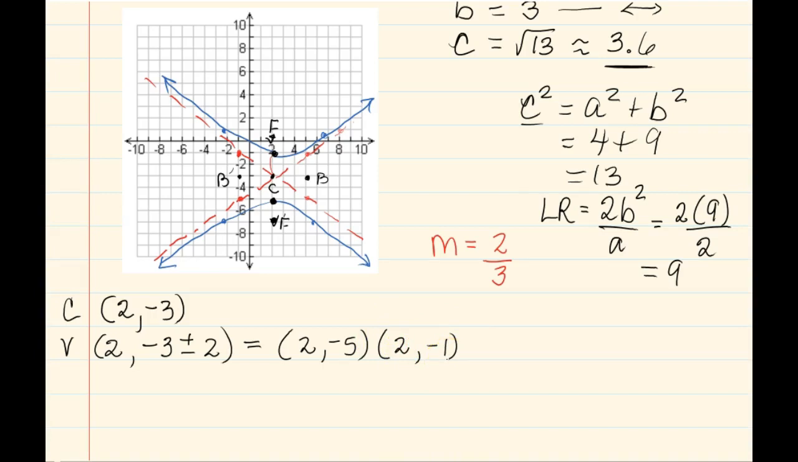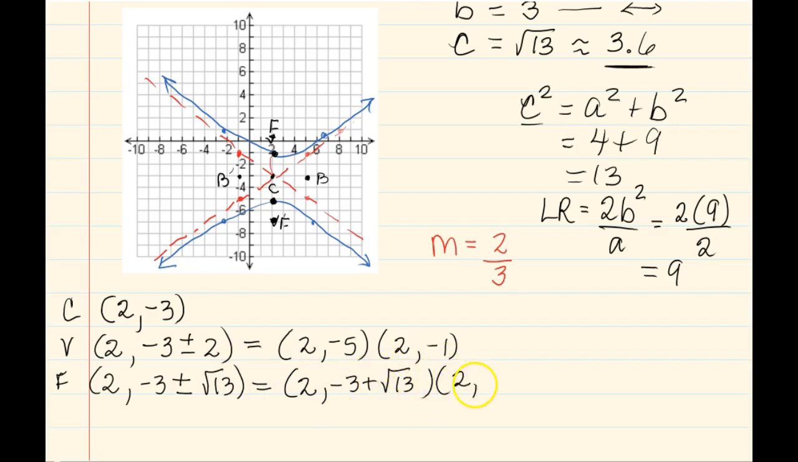And we can see those from our graph as well. To find our foci, we're going to do the same thing. We're going to get -3, and we're going to add and subtract the square root of 13. So we're going to find our foci to be at (2, -3 + √13) and at (2, -3 - √13).